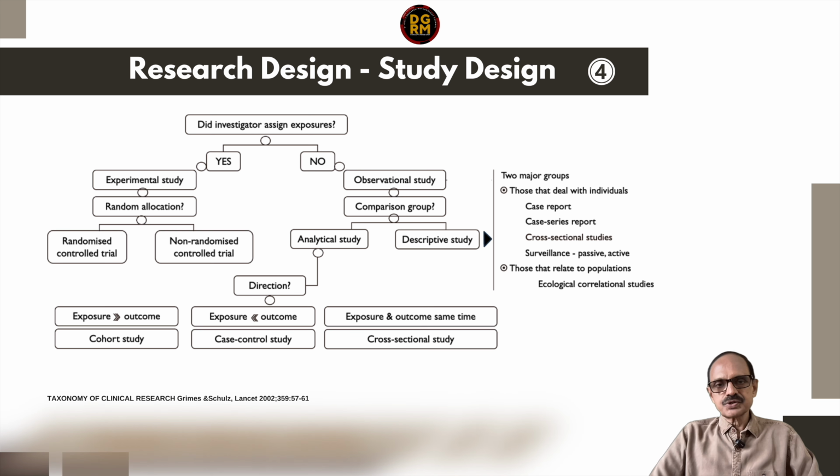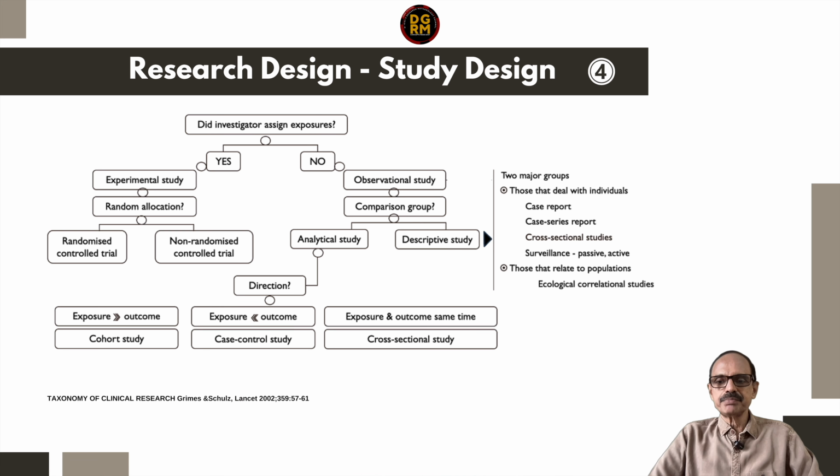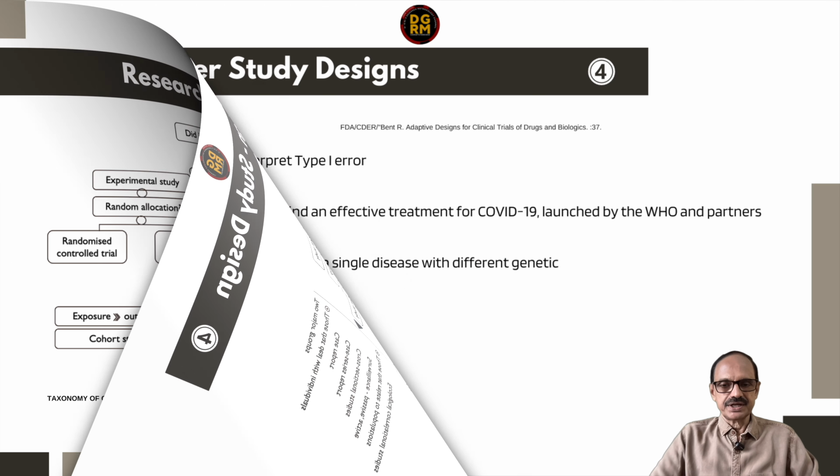Next is cross-sectional study. An example is to examine the relationship between salt intake and hypertension at a single point of time. Here we are assessing the exposure and outcome at the same time. So there is no temporality, so we cannot measure the quantum of exposure. That is why in the hierarchy, the cross-sectional study comes just below the case control study.